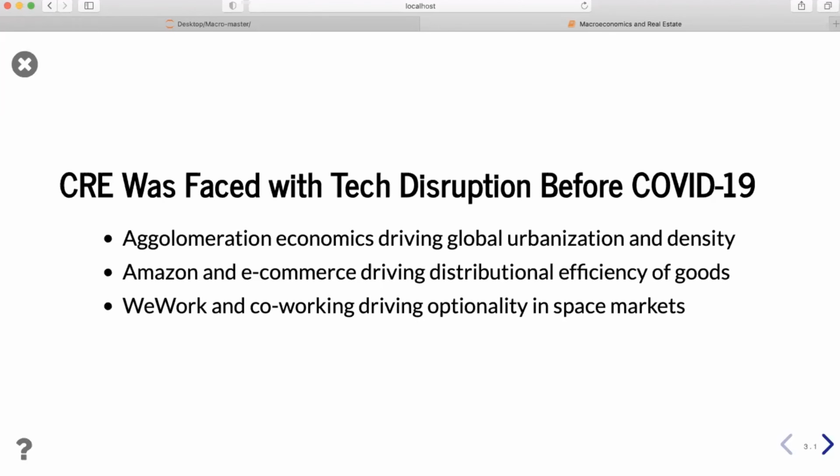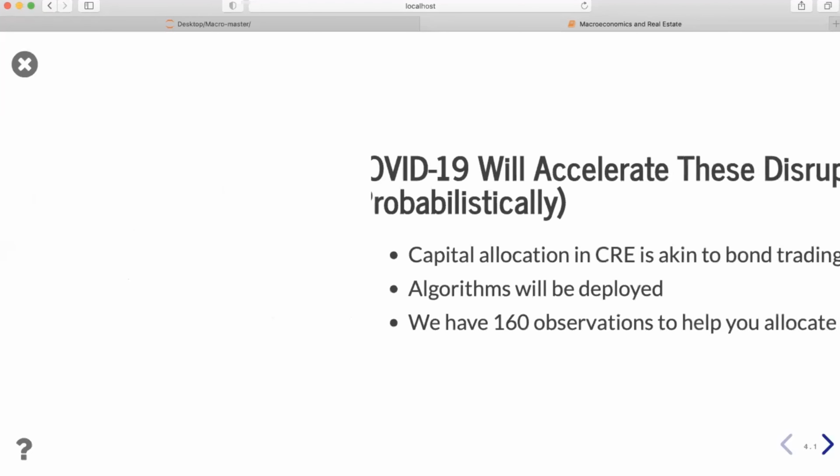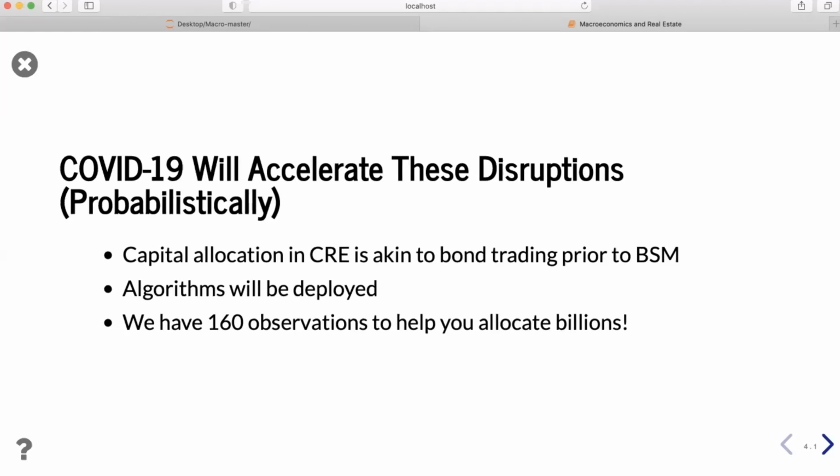All of these existed before COVID. And I would argue that COVID will accelerate both e-commerce and co-working. And when we are beyond this, as we have two widely distributed vaccines that are highly efficacious and ideally a third, we will get back to agglomeration driving global urbanization. As I said, you know, COVID will accelerate this stuff. And we need to face the fact in commercial real estate, we don't have very good data.